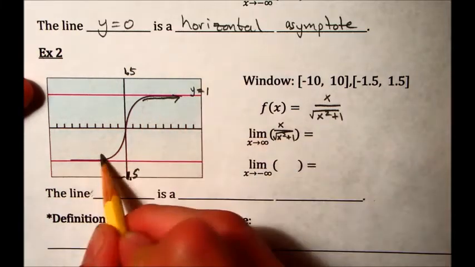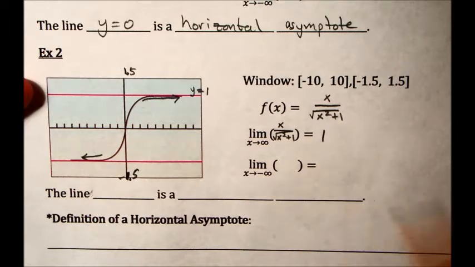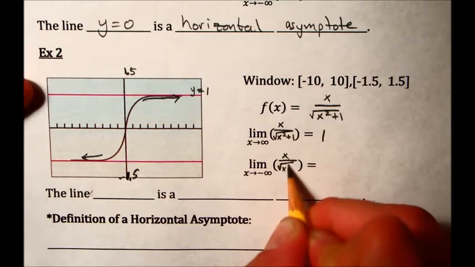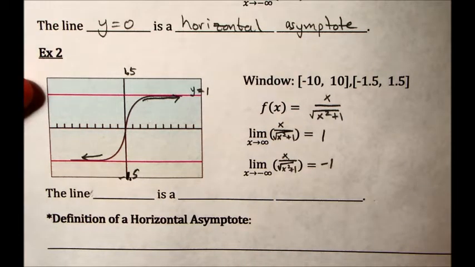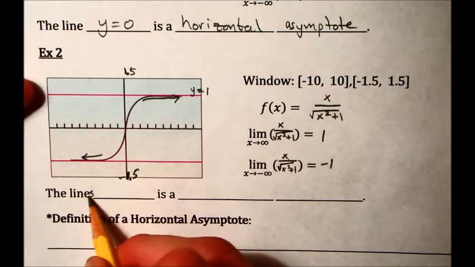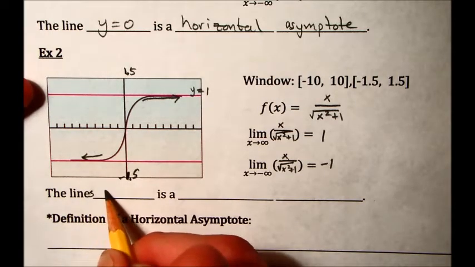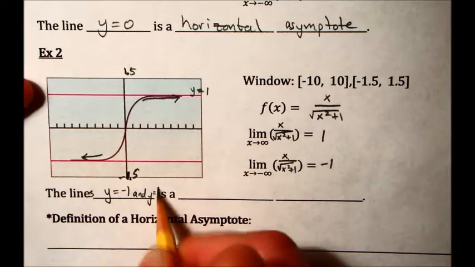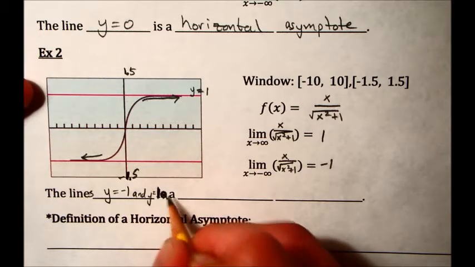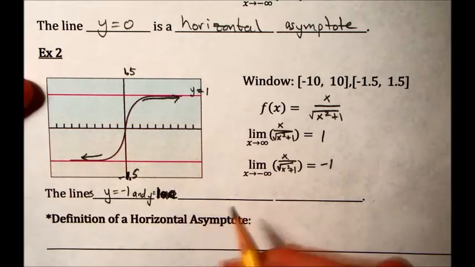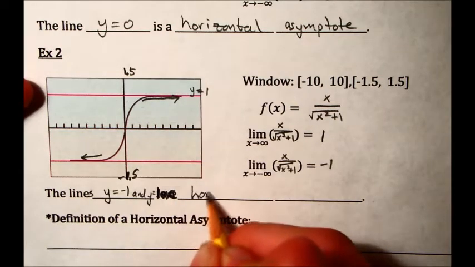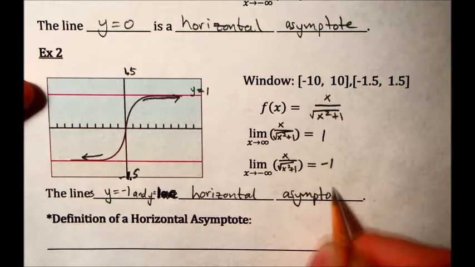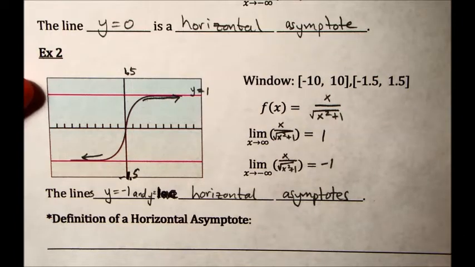Okay, and if we're going to the left, so this was at 1. If we're going to the left, we can see that it dips down to negative 1. Same function, leftwards indefinitely. Okay, so your notes are correct here. It should say the lines y equals negative 1 and y equals 1 are, and then it's horizontal asymptotes, plural. So a graph can actually have more than one horizontal asymptote.